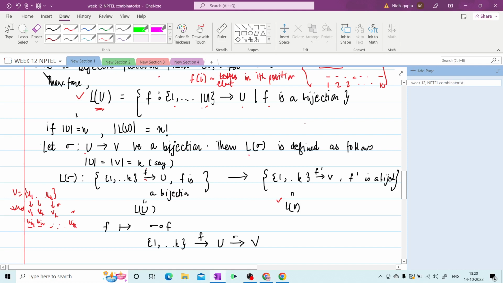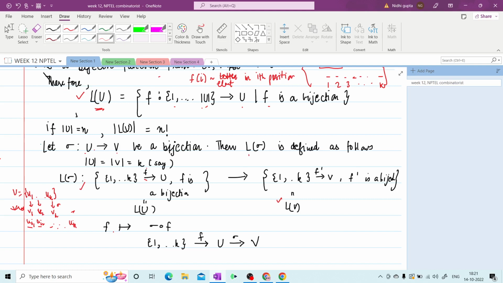Each element of U is mapped to some element of V. So the corresponding linear arrangement of V, given a linear arrangement f of U, should be that each Ui is replaced by Vi, where Vi is the image of Ui under this sigma. So this is what our transport function is doing. L sigma is sending f to sigma composed with f.